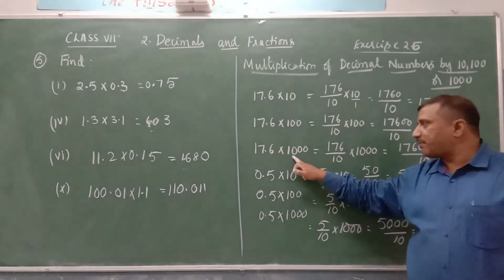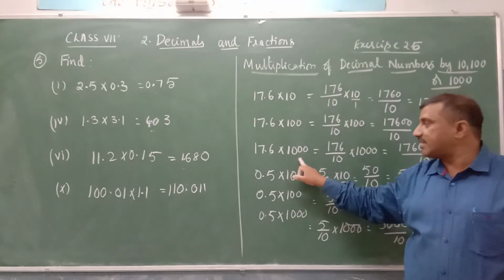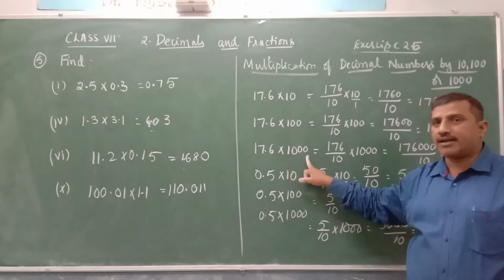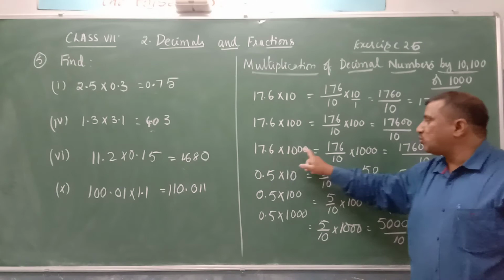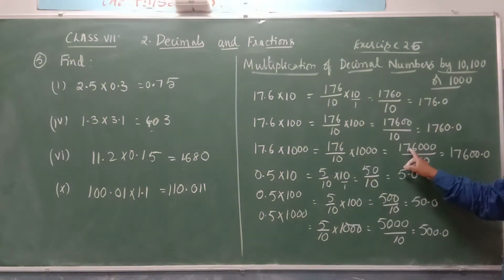Similarly, when we multiply with 1000, which has 3 zeros after 1, the decimal point will move 3 digits. So actually it is there between 7 and 6. So 1, 2, 3. So it is shifted 3 digits from left to right side. Now this is the product.